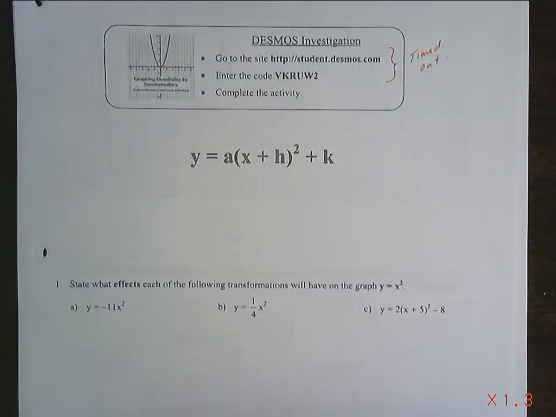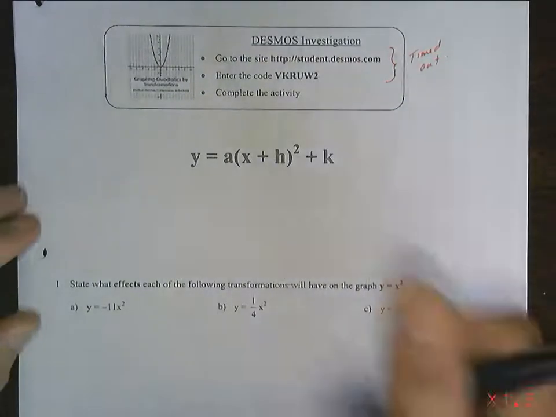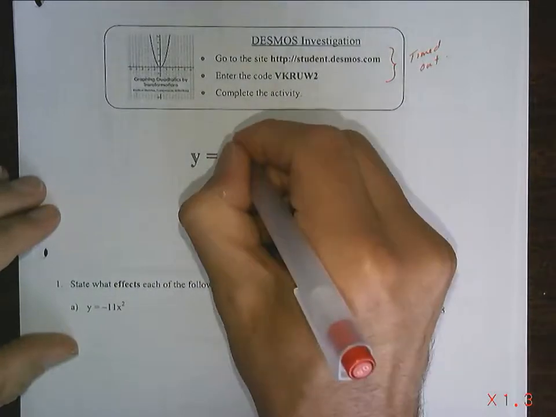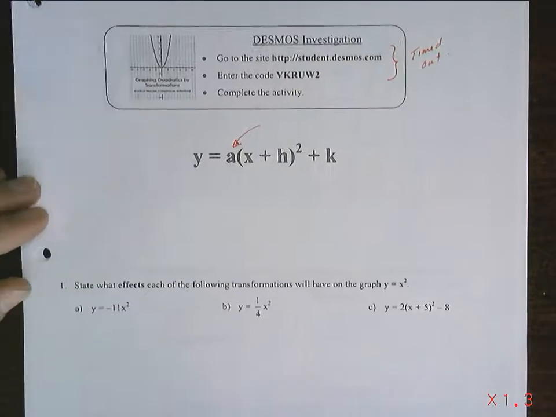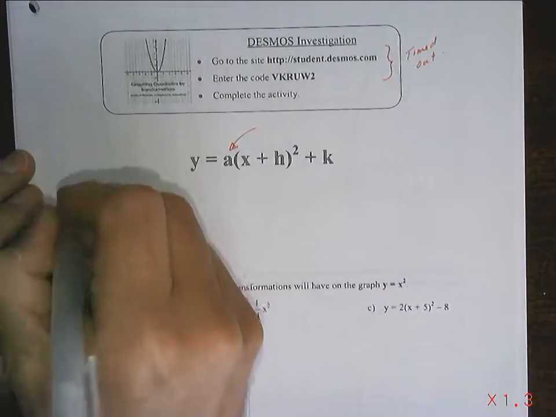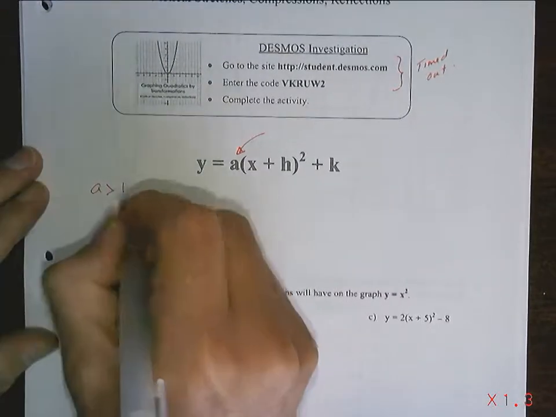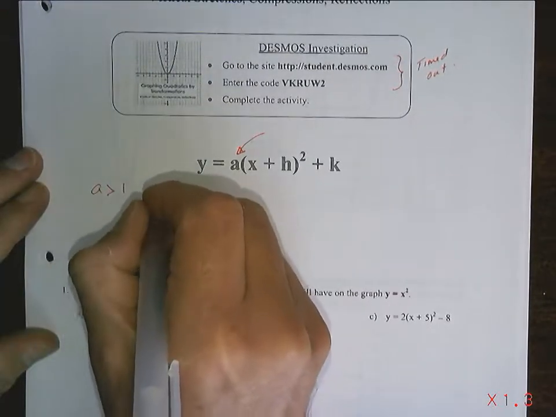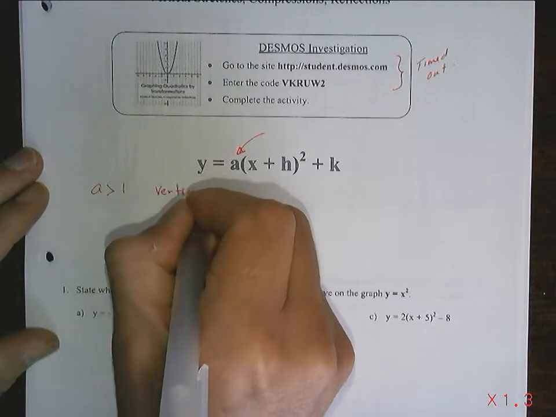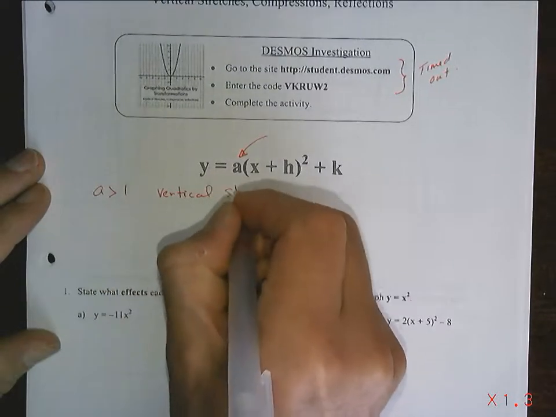So, welcome back. We've noticed a few things, or at least we should have. What we're looking at here is this A value. This A value is going to be important. If A is greater than 1, then what you're going to have is a vertical stretch.